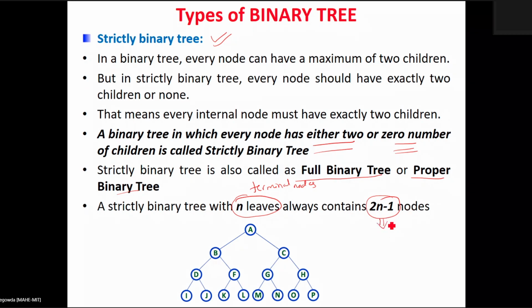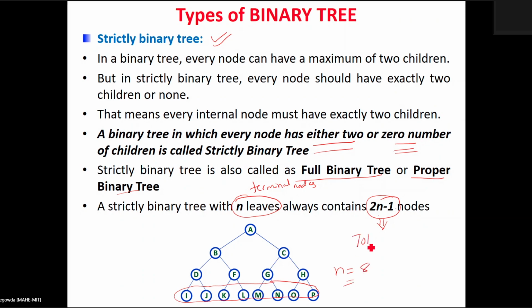That is nothing but 2n minus 1, where n is the number of leaves. If you look at this particular example, I have leaf nodes I, J, K, L, M, N, O, P. These are all the leaf nodes. How many leaf nodes do we have? Here the number of leaves is 1, 2, 3, 4, 5, 6, 7 and 8. N is equal to 8.